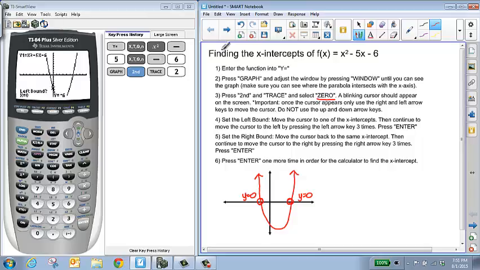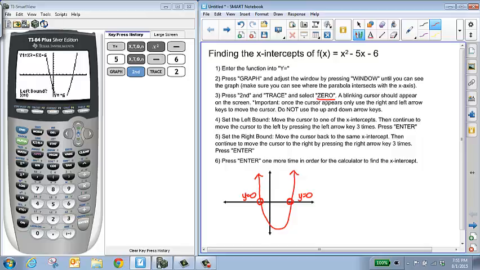Now, the next part of this is a little tricky. We're going to set the left bound. If you look at the screen of the graphing calculator, it has a question that says left bound question mark. When you hit second trace and then select 0, a little blinking cursor should appear. So you can see this little blinky guy right here. It's really important that when you have this cursor on the screen, you only use the left arrow key and right arrow key to maneuver that cursor along the path of the parabola.